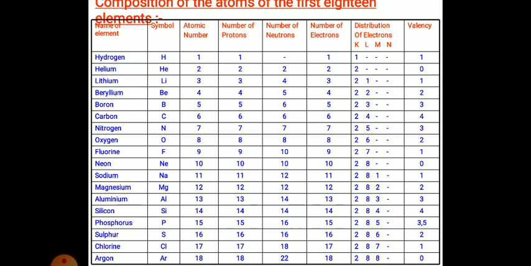Along with that knowledge, we will go to the next part of this chapter, that is the composition of the atoms of the first 18 elements. Students, you already know about the 18 elements present in the periodic table. I have mentioned in this chart the name of the element, their symbol, atomic number, number of protons present in the corresponding atoms, and neutrons, as well as number of electrons.